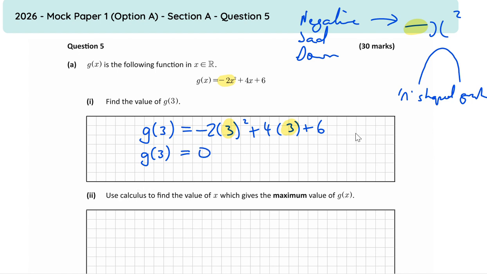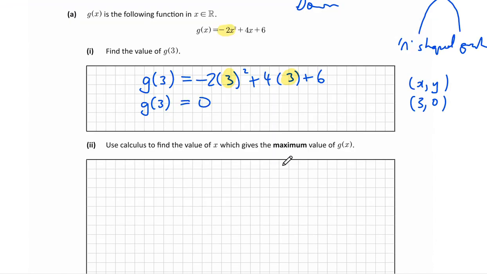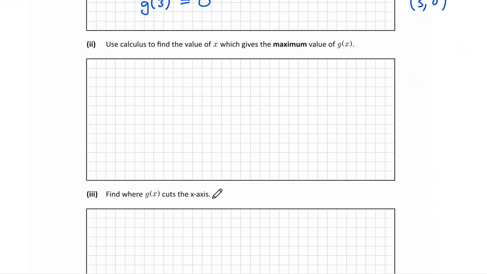Done and dusted. I just want to remind you, you have found a coordinate pairing now. When x is 3, y is 0. Sometimes in other questions that could be important. Maybe it's important in this one. So use calculus to find the value of x which gives the maximum value.